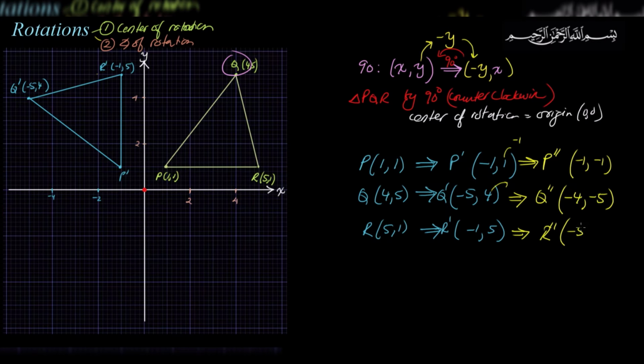So that'd be -5, and the X would just switch spots with the Y. Okay, let's draw this one out. So -1 and -1, so that's going to be P double prime, and -4, -5, that's Q double prime. I hope I did that right. I hope you're watching me, so I don't make mistakes. -5 and -1 is right here, and that's R double prime.